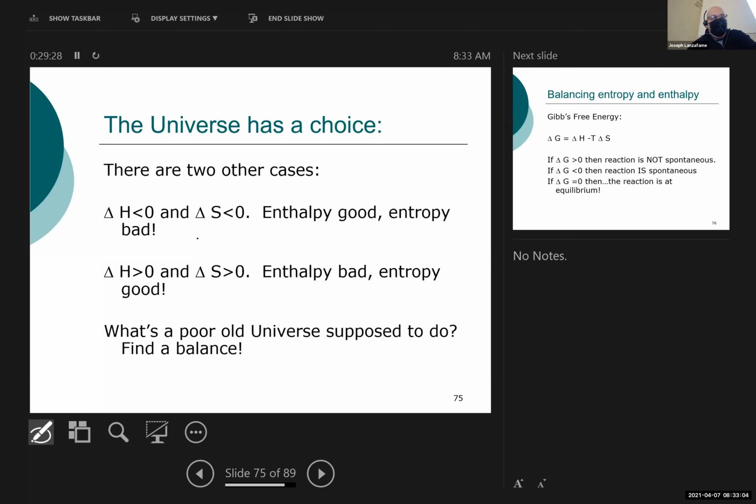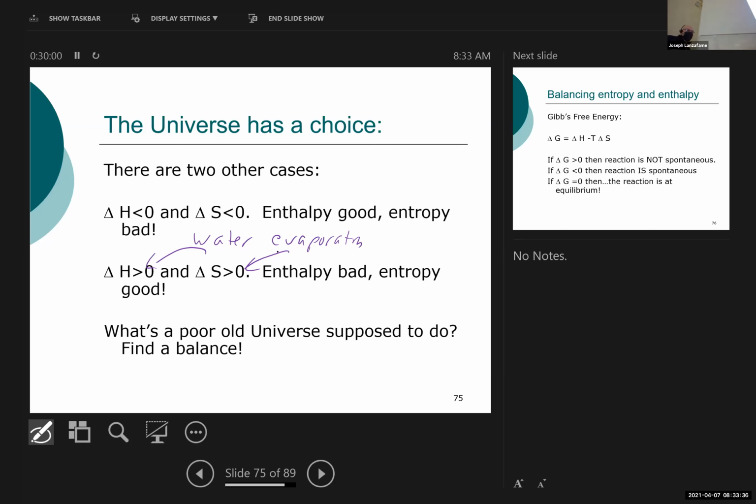Right? For my water evaporating, the delta H was bad. It was endothermic, right? But the delta S was good. I went from being a liquid to a gas. In that particular case, clearly the universe decided that entropy wins.